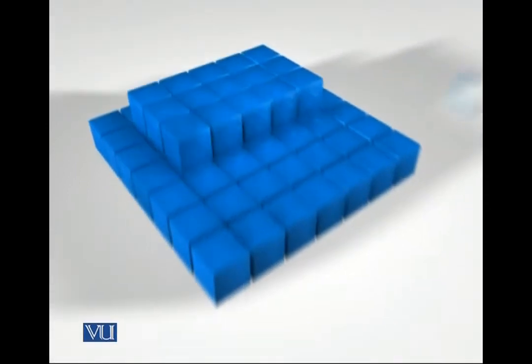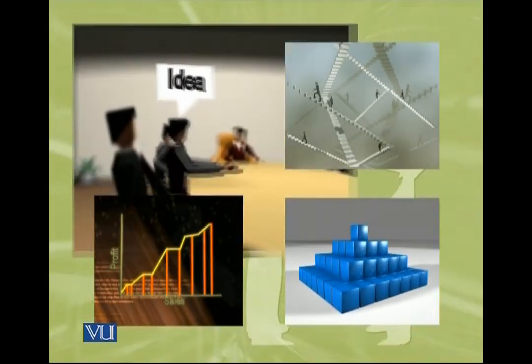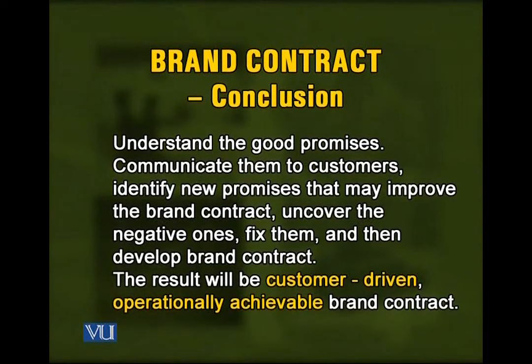Now, having talked about that, we are now done with all the four principles, the underlying principles, which must guide us while we prepare a brand's contract. After talking about all that, I can summarize the whole discussion in the following words. We have to understand the good promises. We have to make sure that good promises are deliverable. We also have to make sure that good promises are communicated to the right people, meaning the target audience, at the right time. And we must also understand what negative promises are, and we must be prepared to fix those negative promises so that we can renew and rejuvenate our brand's contract.